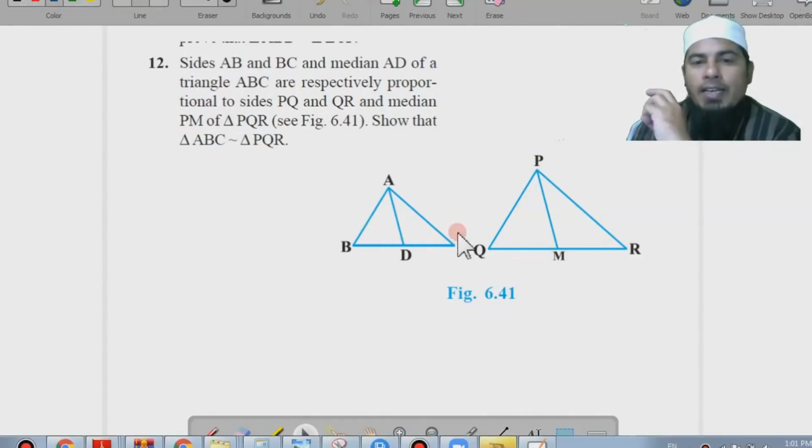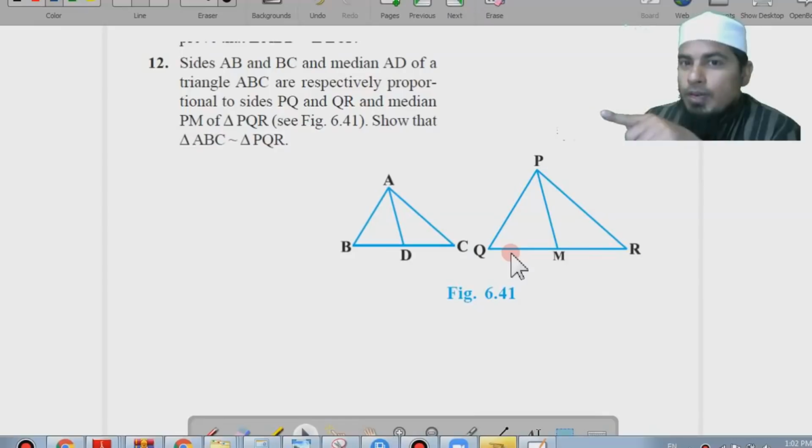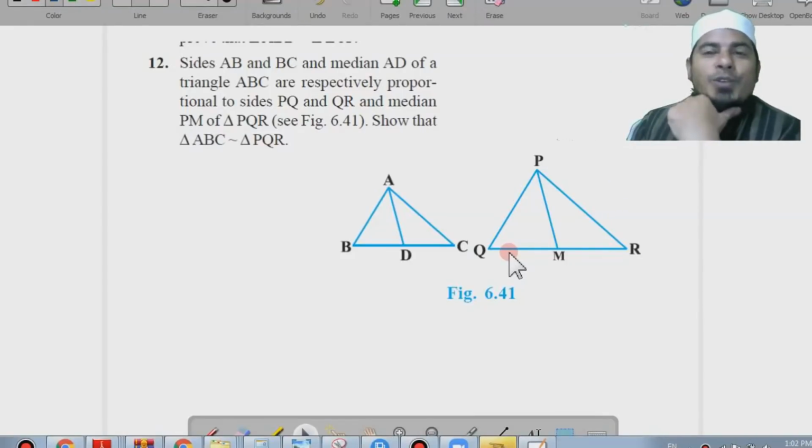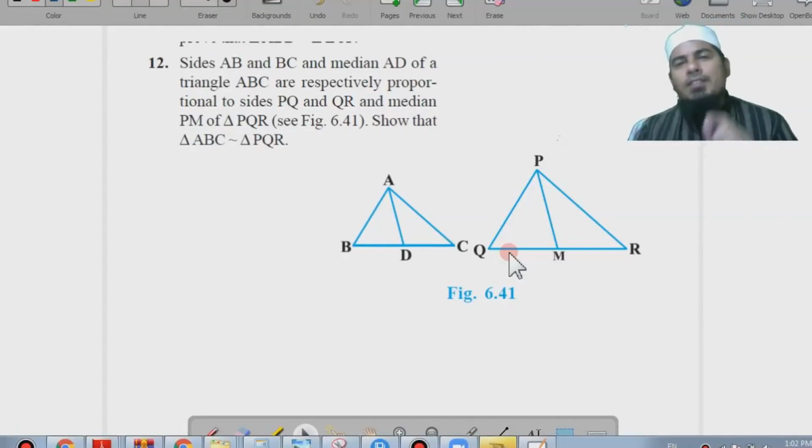This angle is equal. Now let us go back to triangle ABC and triangle PQR. AB/PQ is equal to BC/QR, which is given. Then angle B and angle Q, which are the included angles, are equal. So we prove that these two triangles are similar with the help of the SAS similarity criterion. What I have discussed, I will write now to show you.